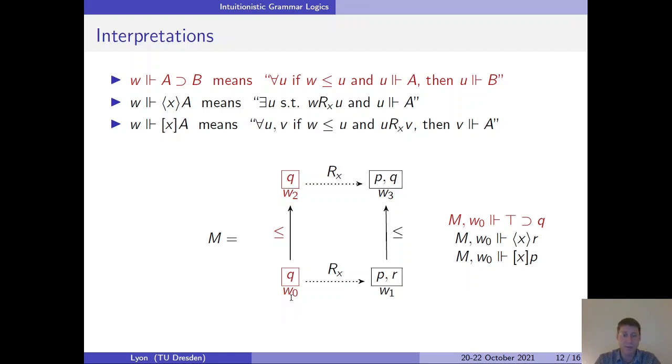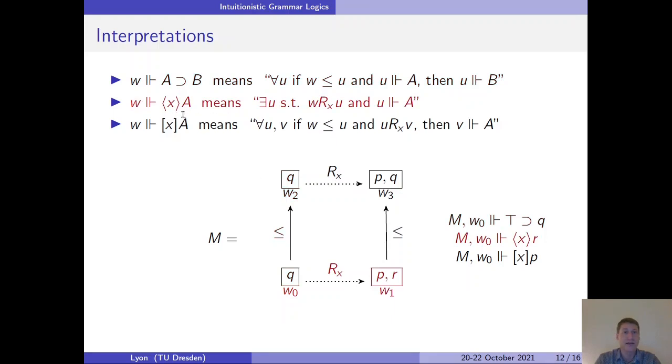For example, I've given an example in the bottom half of the slide. If we're at W naught, then what are the future points of W naught? Well, W naught itself along the intuitionistic relation, which remember is reflexive, where Q holds, and also W2 where Q holds. So what this means is that at W naught, at every point in the future where top holds, which holds everywhere, Q holds. So top implies Q holds at W naught.